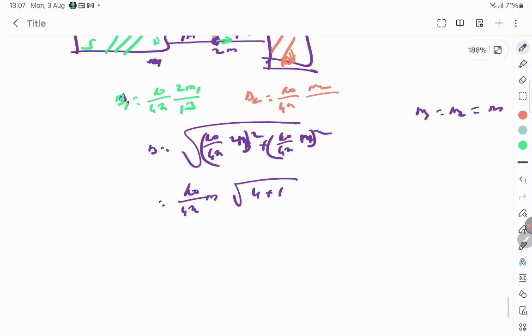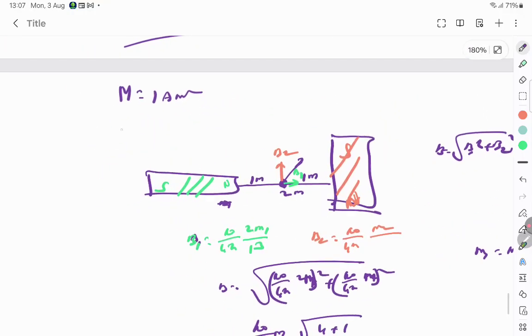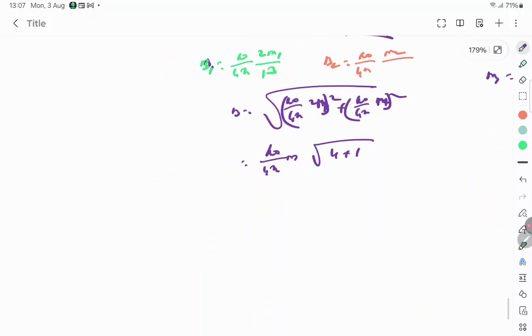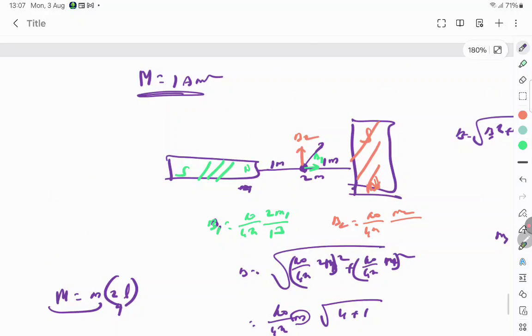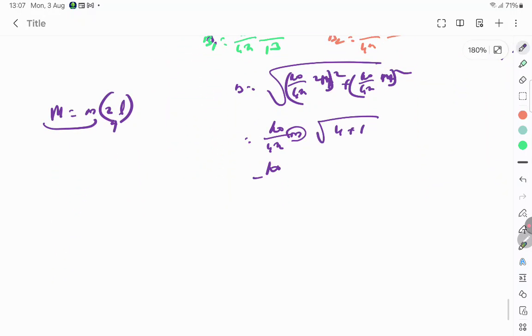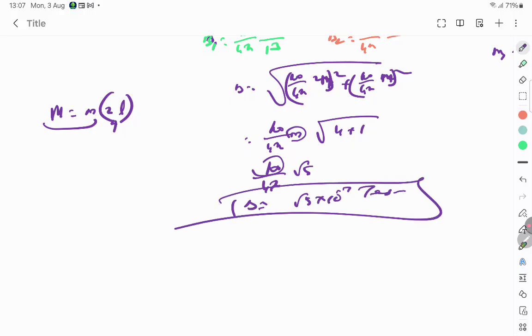And what else are they asking? That's all. You know, it's small m, right? They didn't give it, but capital M is small m into 2L. We are taking this as unity, so small m is equal to capital M. You can always plug in this value of 1 here. So you get mu naught by 4 pi into root 5. This itself is 10 to the power minus 7. The 4 pi gets cancelled. Root 5 into 10 to the power minus 7 Tesla is the final answer.